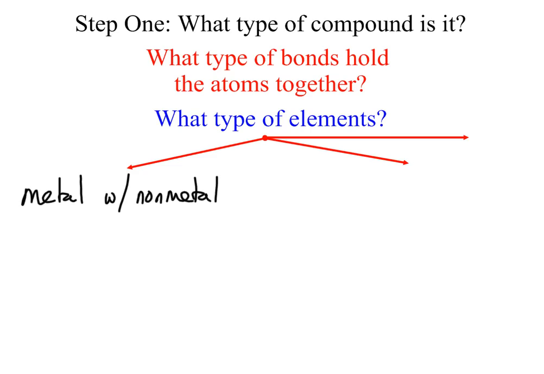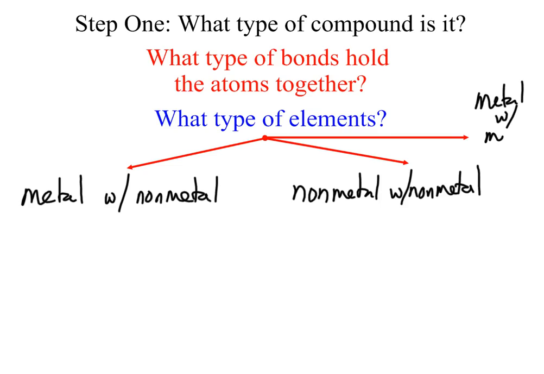The second combination would be two nonmetals. So a nonmetal with another nonmetal. And then our third possible combination would be a metal with another metal.